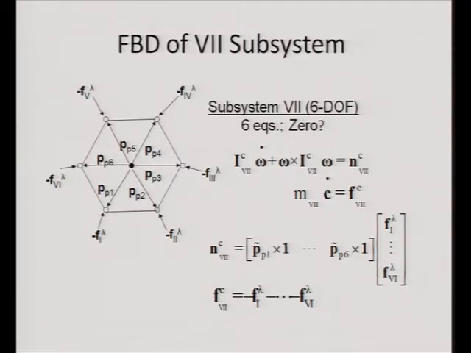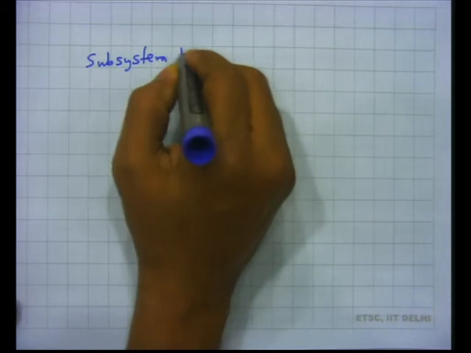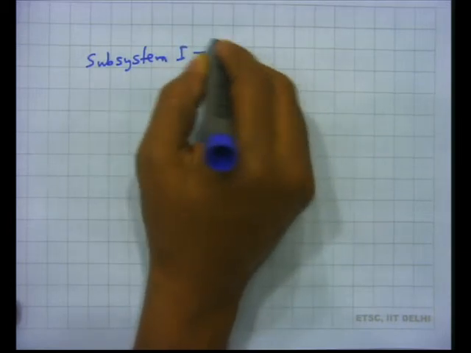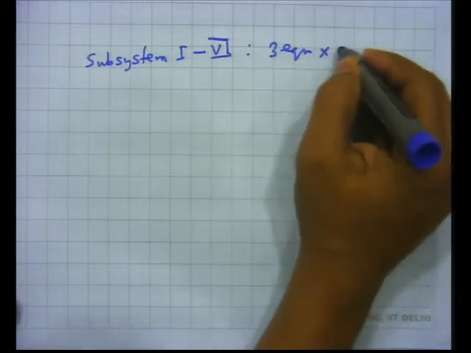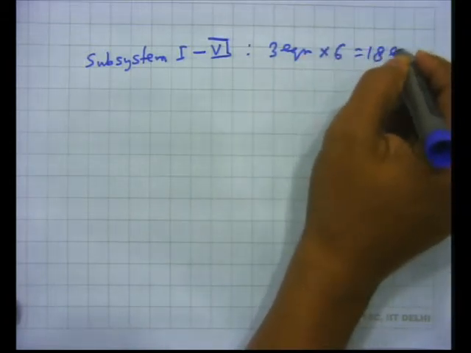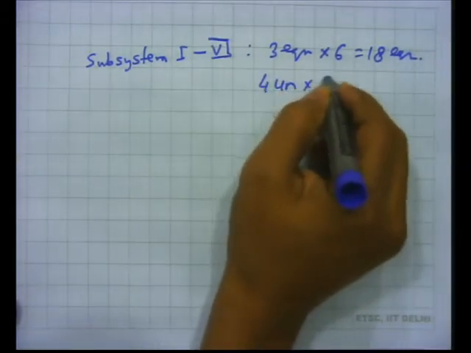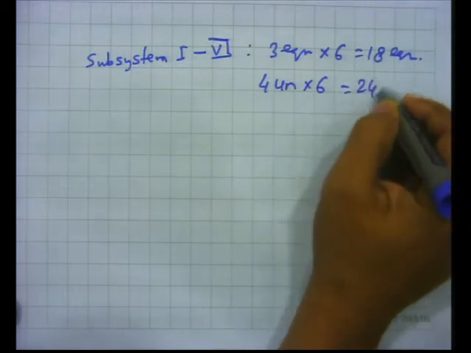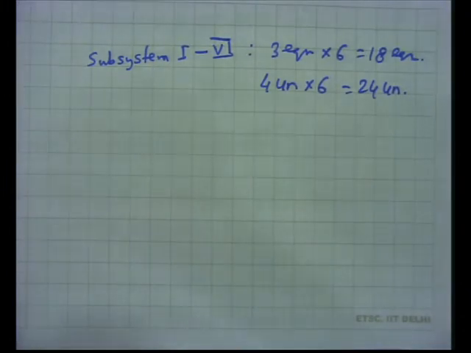Okay. So, 6 into 3 constraint equations, let us look at it here. So, subsystem 1, 2, up to 6 legs. So, each has 3 equations, into 6. So, you have 18 constraint equations, okay, but we have 4 unknowns into 6. So, the 24 unknowns. So, we are short of 6 equations, very easy.